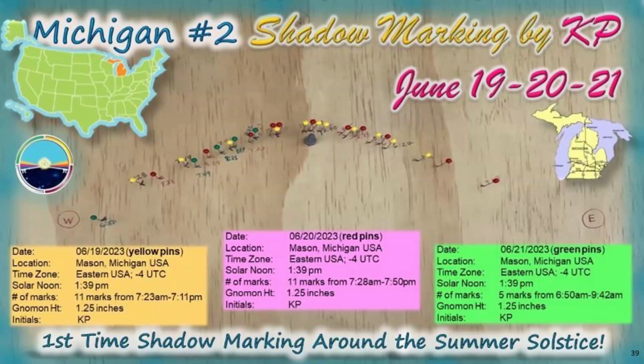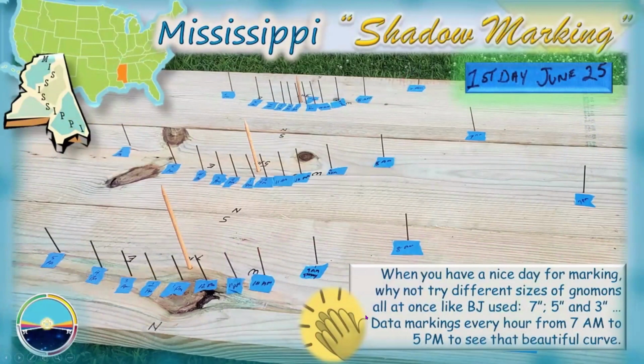Really appreciate that. Okay, now we're going to go down to Mississippi. This is Brad and Amy down at Mississippi. Brad, I'm going to call you in because I think you're here today. This is, he says, the first day, June 25. And I'm just going to read this little note down here, Brad, and then you come on in.